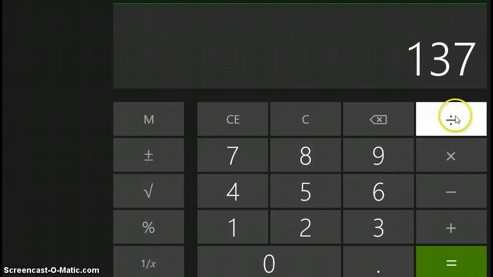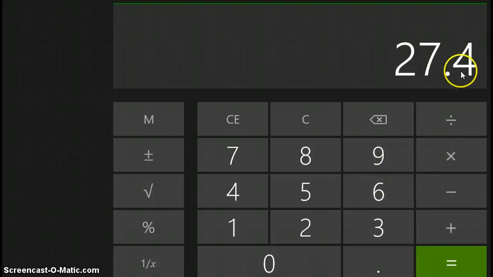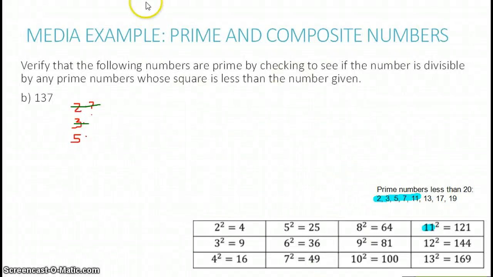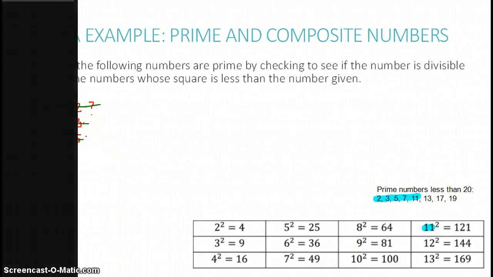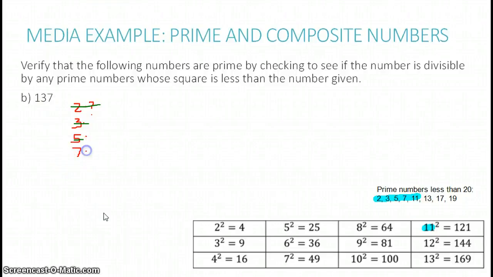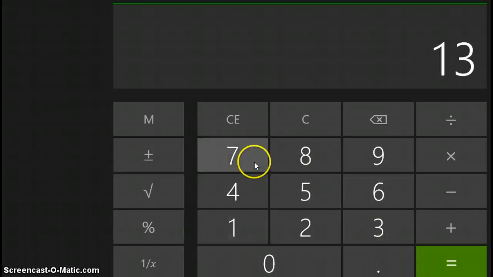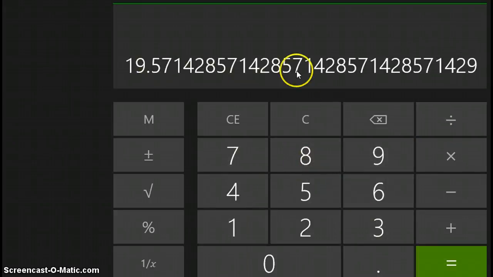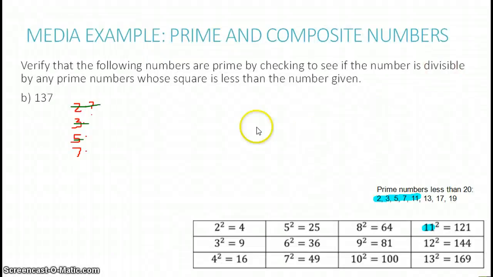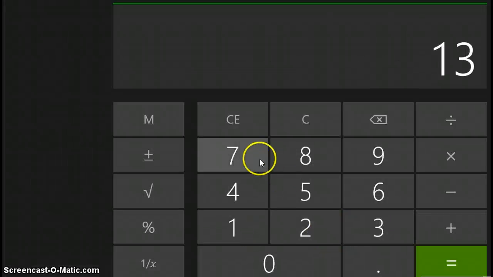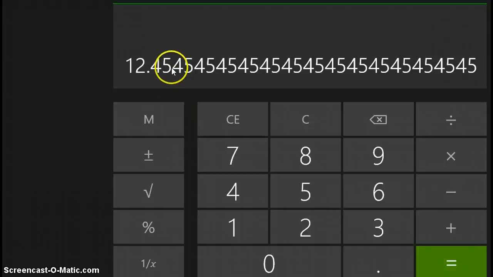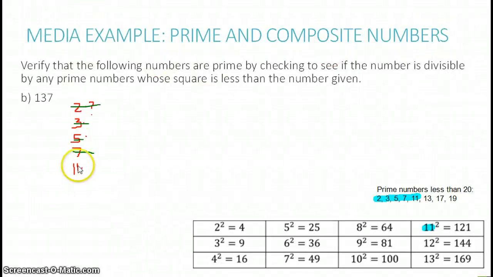137 doesn't end in 0 or 5, so it's not divisible by 5. There's a decimal, which means there's a remainder, so we can cross out 5. Now we only have 2 numbers left to check. 7. 137 divided by 7. Notice there's a remainder, so it's not divisible by 7. And now the last number we need to check is 11. 137 divided by 11. There's a decimal, which means there's a remainder, so it's not divisible by 11.